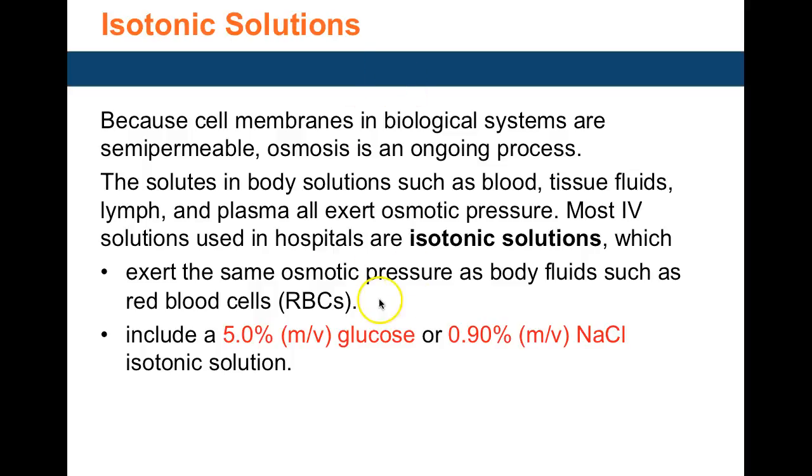All right. So a normal red blood cell should have 5% mass by volume glucose. That means 5 grams of glucose per 100 ml of the fluid, and 0.9 grams of sodium chloride per 100 ml. So that would be called isotonic. This is the equilibrium condition. This is what keeps the red blood cell intact. So tonic just means pressure. So this is the correct osmotic pressure for a red blood cell.